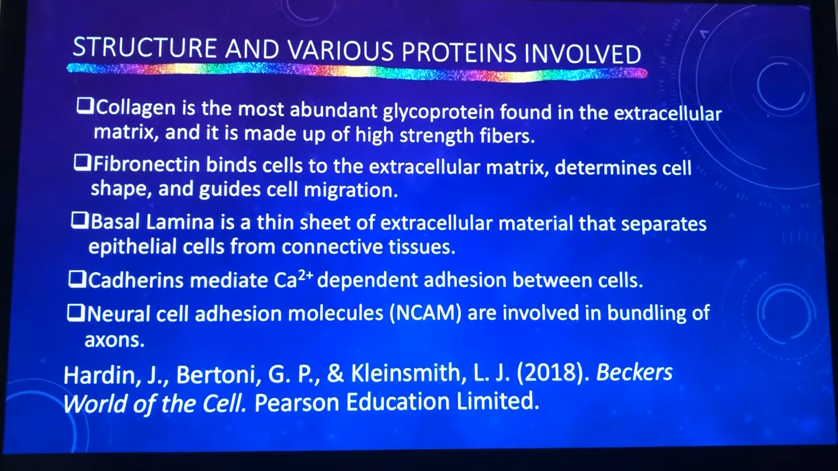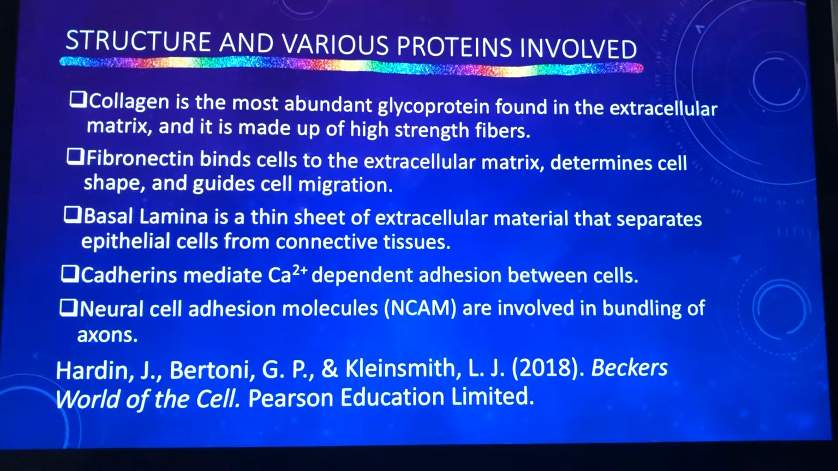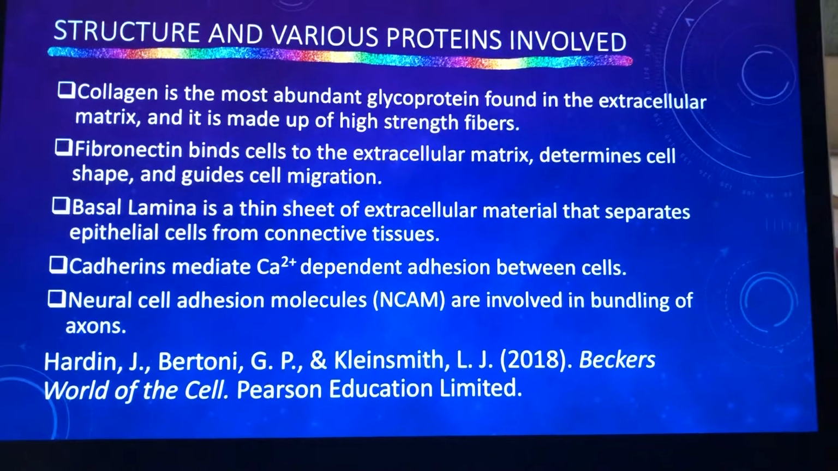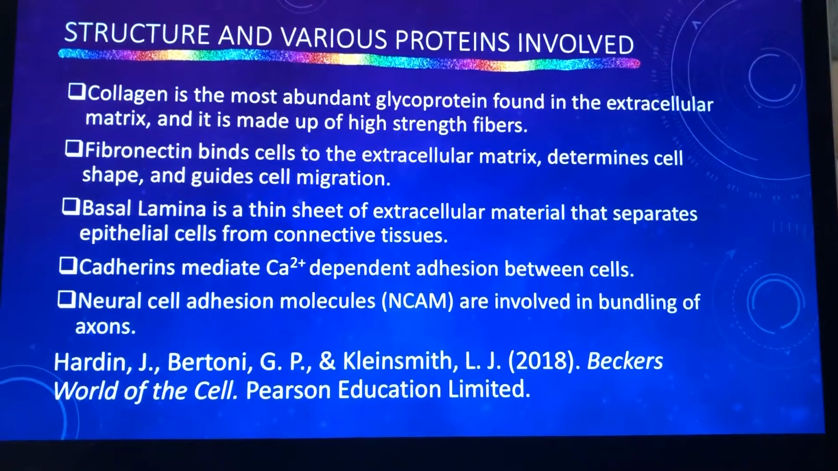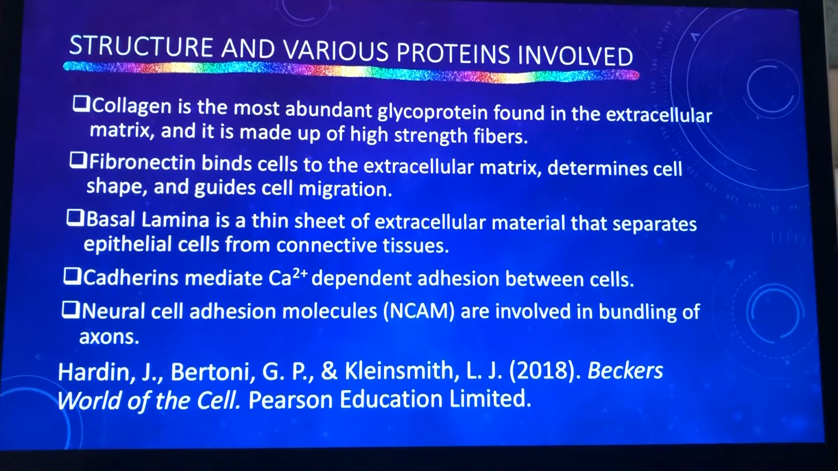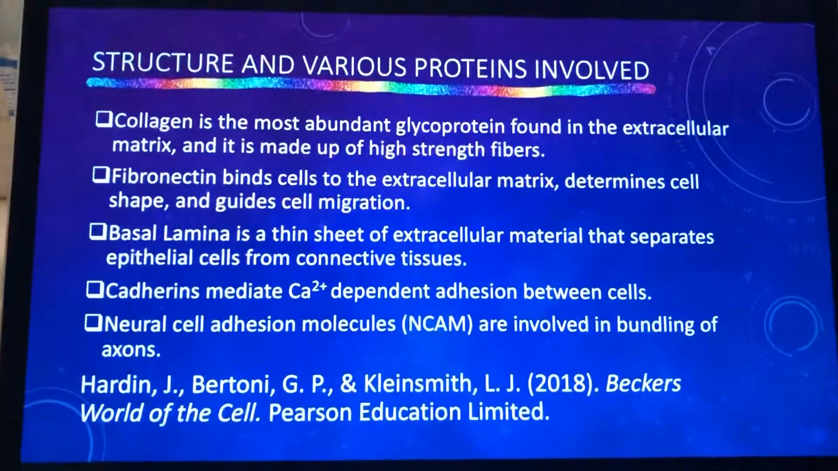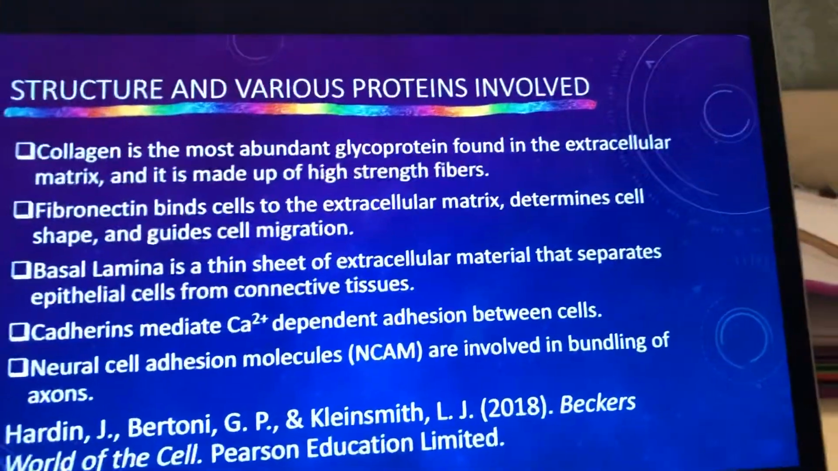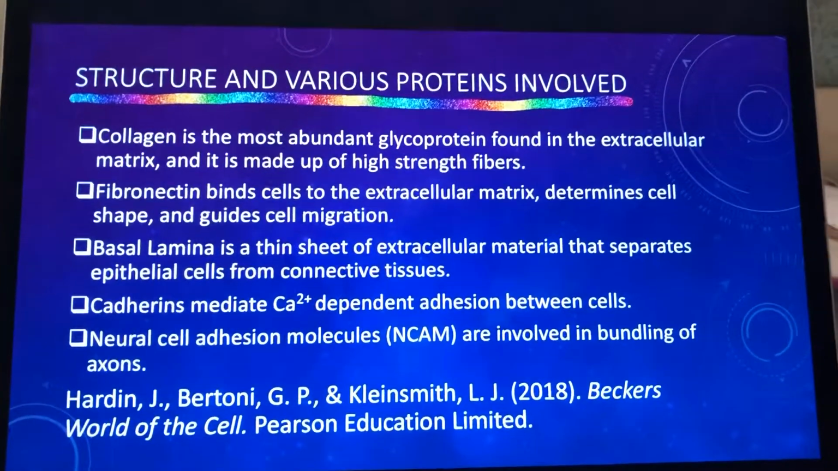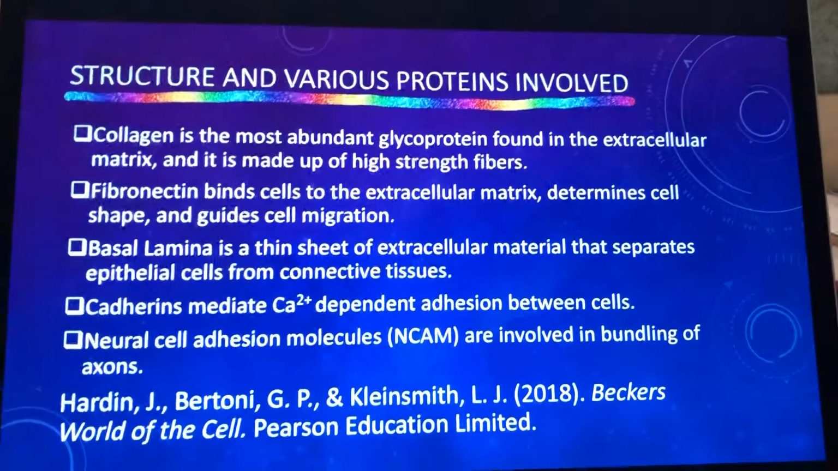The structure and various proteins that are involved include collagen. It's the most abundant glycoprotein, and it's on the extracellular matrix, and it's made up of high-strength fibers. Fibronectin is another, and it binds cells on the extracellular matrix. It determines cell shape and guides cell migration. The basal lamina is a thin sheet of extracellular material that separates epithelial cells from connective tissues.